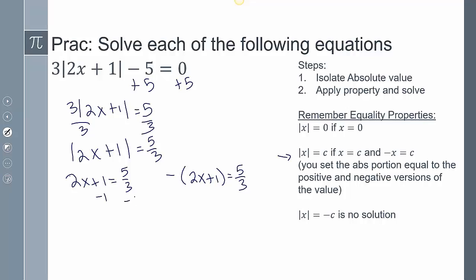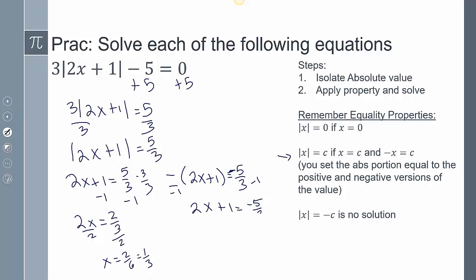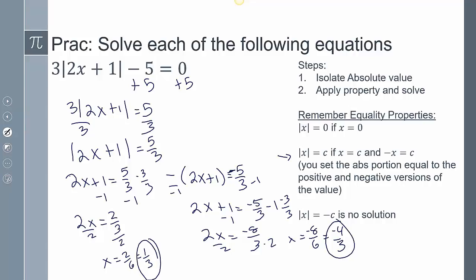So now solving for this one, minus 1 on both sides, I get 2x equals, so if I'm on a minus 3 over 3, I get 2/3. Divide both sides by 2, I get x equals 2/6, which is the same as 1/3. Now on this other one, I'm going to just divide by the negative, so that's going to become a negative 5. So I get 2x plus 1 equals negative 5/3. Now if I minus 1 on both sides, I'm minusing 3 over 3, so I get 2x equals negative 8 over 3. Divide both sides by 2, I get x equals negative 8/6, which is negative 4/3. And so that's also going to be another one of my solutions. So my two solutions are going to be 1/3 and negative 4/3.